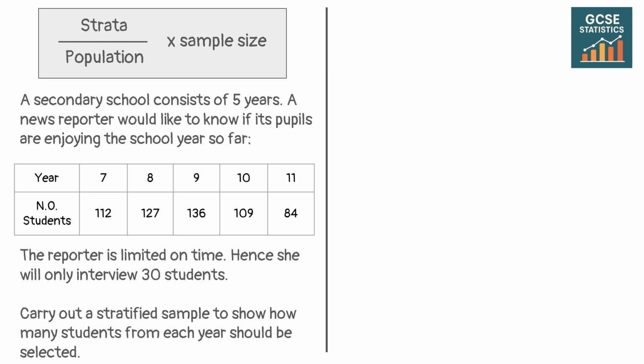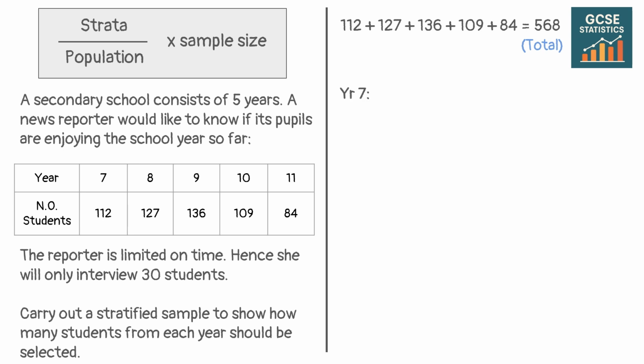Carry out a stratified sample to show how many students from each year should be selected. Let's just look at the formula first. At the core, we have 3 elements: the strata, which in this case is each of the years. Another thing we need is the sample size. Skim the question and you'll see that it's 30 students. This is the number of students you want us to interview. And lastly, in order to answer this question, we'll need the population. The population is just the total number of students. It will be helpful if we add up all the years. So 112 plus 127 plus 136 plus 109 plus 84 gives us 568 as the population.